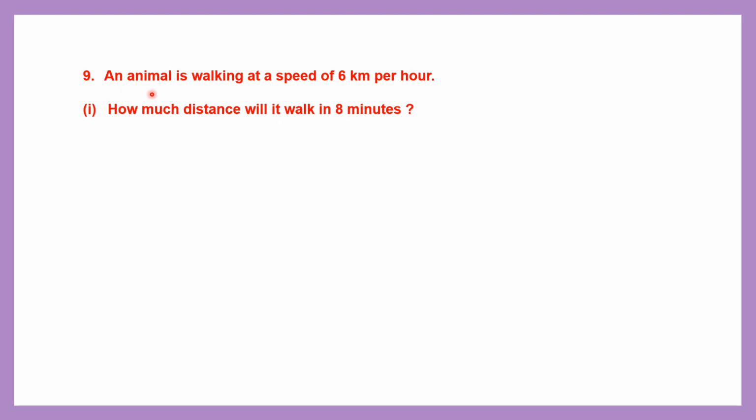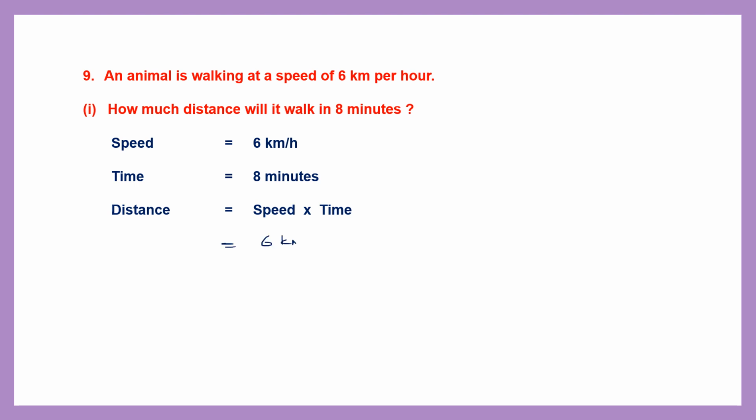Question 9. An animal is walking at a speed of 6 kilometers per hour. First part of the question, how much distance will it walk in 8 minutes? So let's write what is given to us. What is given to us is the speed 6 kilometers per hour and we've also been given the time 8 minutes. Now we are asked to find the distance. So distance, the formula is speed into time. So let's do that. Let's find the distance. Speed is 6 kilometers per hour. So let's write 6 kilometers per hour into time, which is 8 minutes.